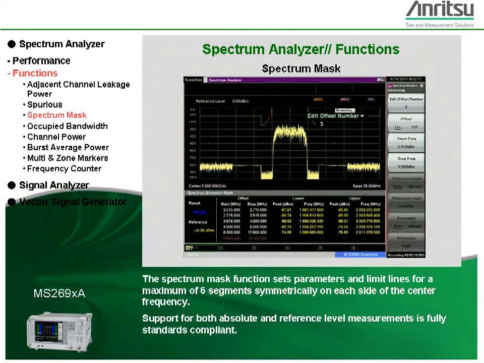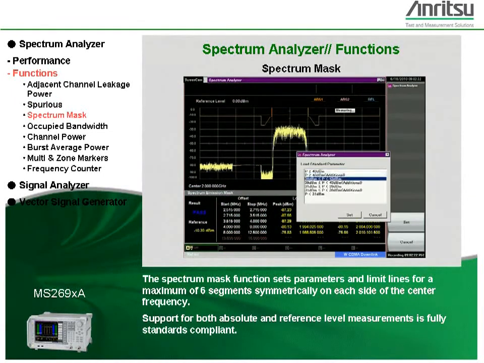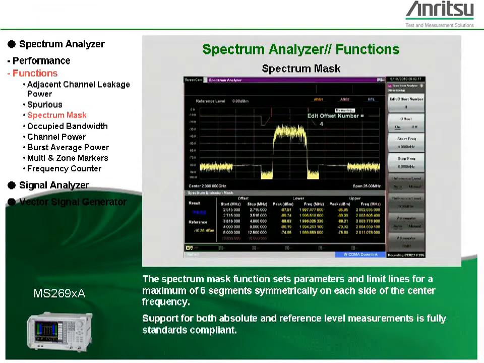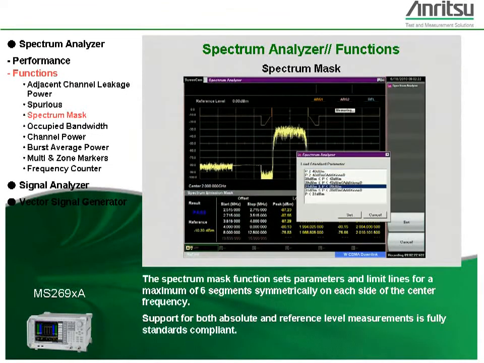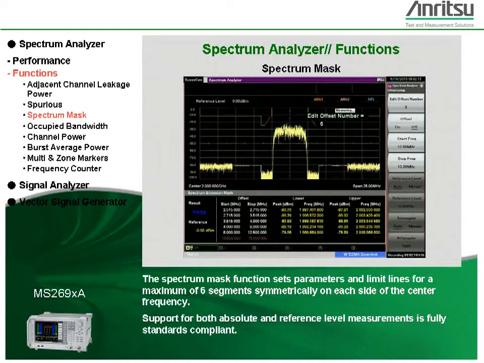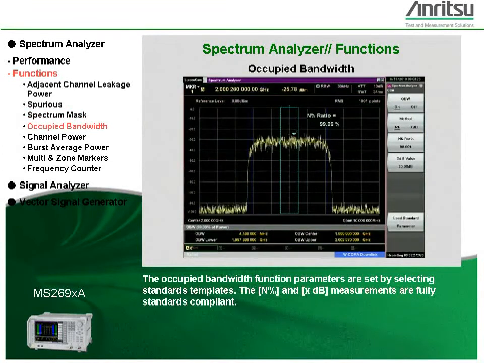The spectrum mask function sets parameters and limit lines for a maximum of 6 segments symmetrically on each side of the center frequency. Support for both absolute and reference level measurements is fully standards compliant. The occupied bandwidth function parameters are set by selecting standards templates. The N% and XdB measurements are fully standards compliant.